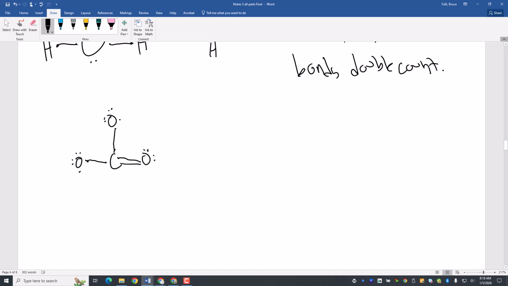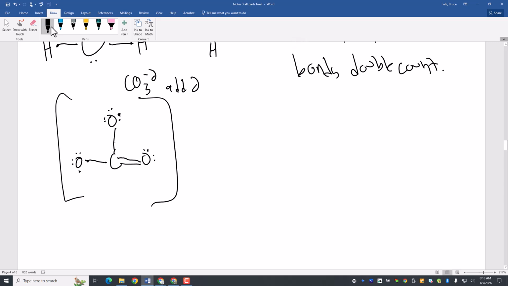Okay, so now carbon has 2, 4, 6, 8. But I have a single electron here and a single electron here. Now, you might think, incorrectly, you could do this and make a ring. Okay? Remember I said rings are wrong? That's not what's going to happen here. So what we're going to do is, if you remember, it's CO3 negative 2. So that negative 2 means I get to add 2. If I add 2, 1, 2. Now everybody has 8, and there's no single electrons. I added 2. My charge is negative 2.